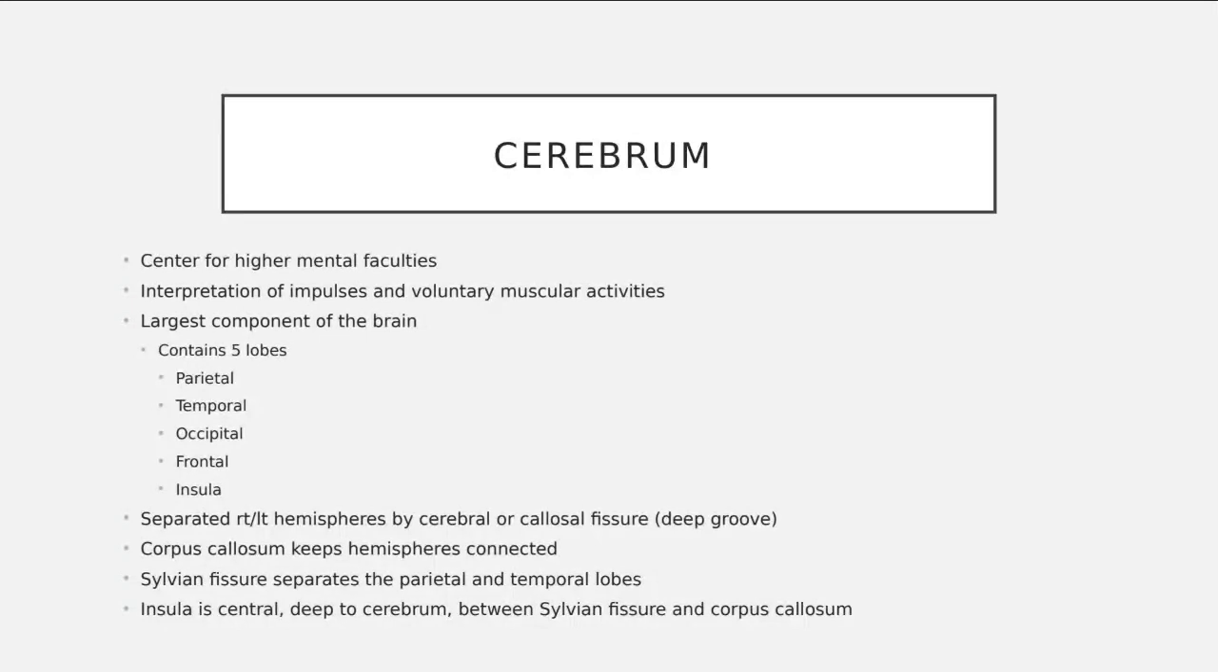So the cerebrum is going to be the bulk of our brain tissue, right? This is going to be our region of complex mental function. We can interpret our impulses, our voluntary muscular activity. So this is where our brain starts to make complex decisions. It is going to be divided into 5 lobes: the parietal, temporal, occipital, frontal, and insula. We don't hear about the insula too often. We tend to focus on the parietal, temporal, occipital, and frontal regions.